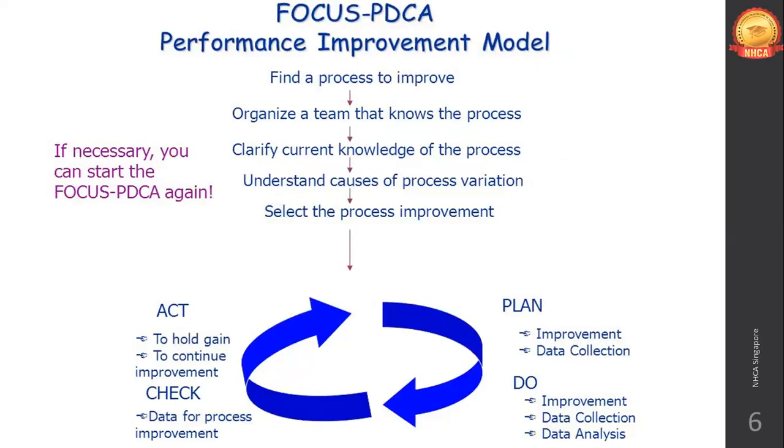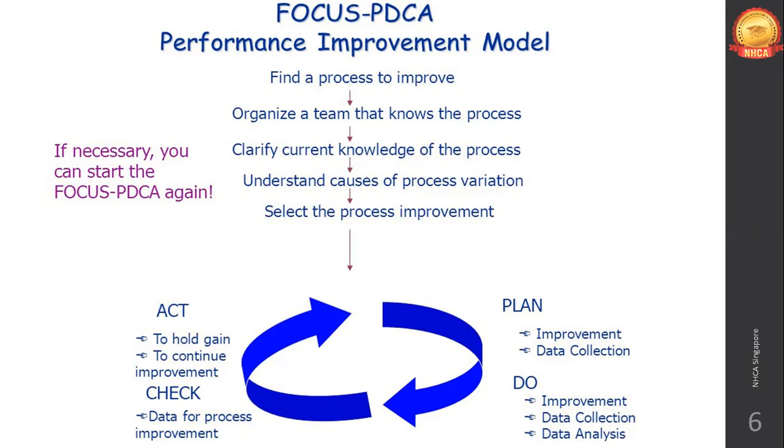Next, we have the FOCUS PDCA model. PDCA remains the same: plan, do, check, act. What we have discussed in the first slide remains the same here, but the only additional fact here is FOCUS. Again, it's an abbreviation. F stands for find a process to improve, O stands for organize a team, C for clarify current knowledge, U for understanding the causes, and S stands for select the process improvement.